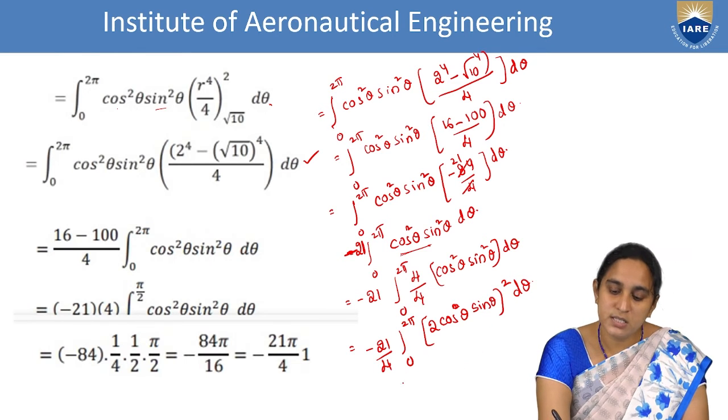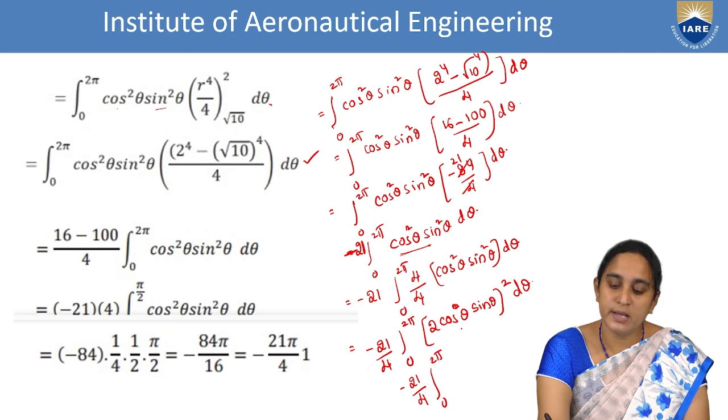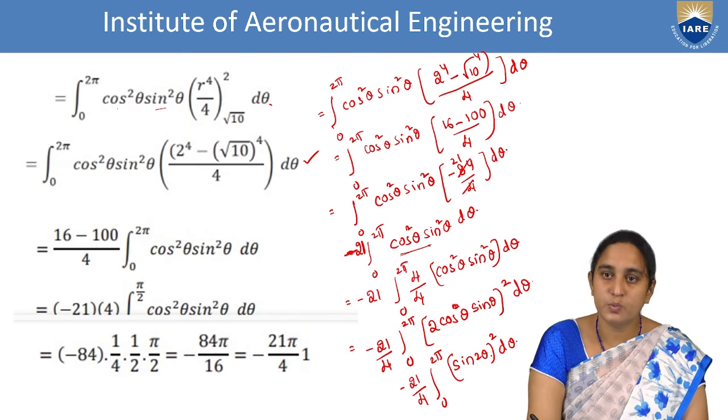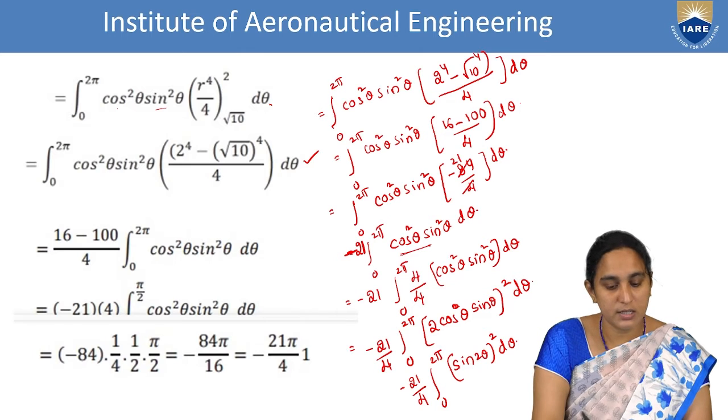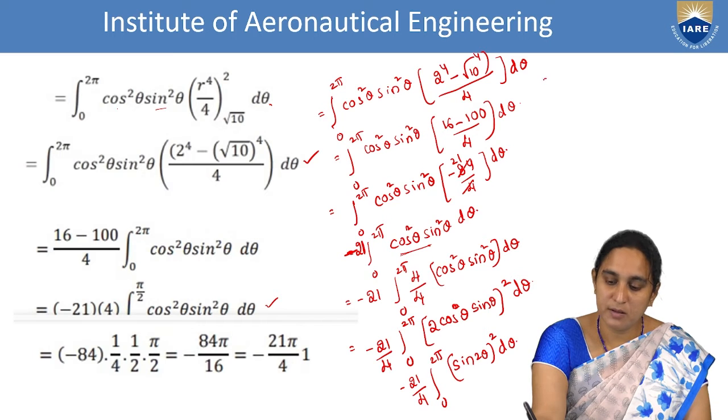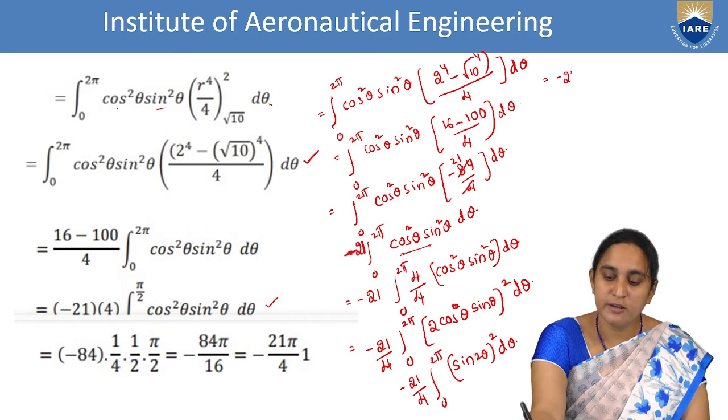Now which is in the form of minus 21 by 4 integral 0 to 2 pi, 2 cos theta sin theta means what? Sin 2 theta whole square d theta form. That's why here I am multiplying and dividing with 4. After that it will convert to minus 21 by 4 into integral 0 to 2 pi sin 2 theta whole square d theta form.